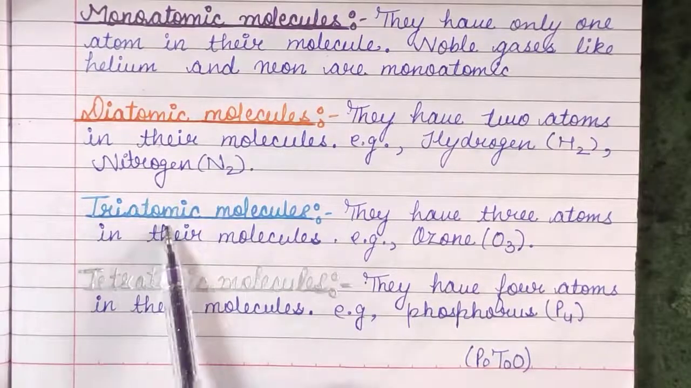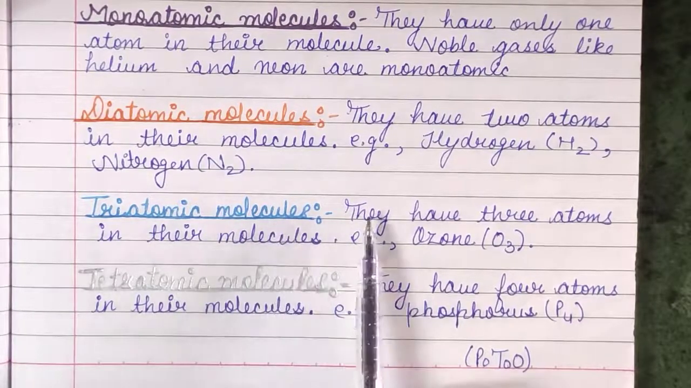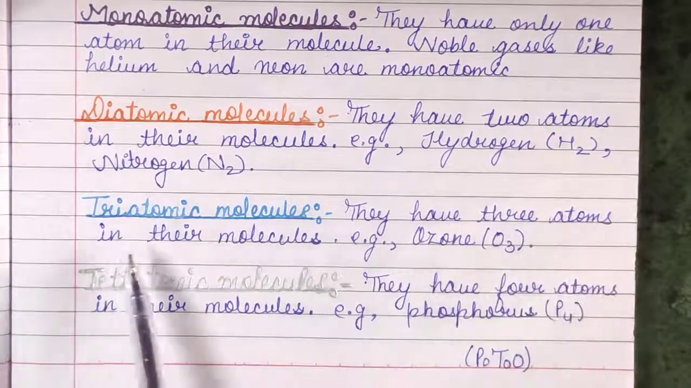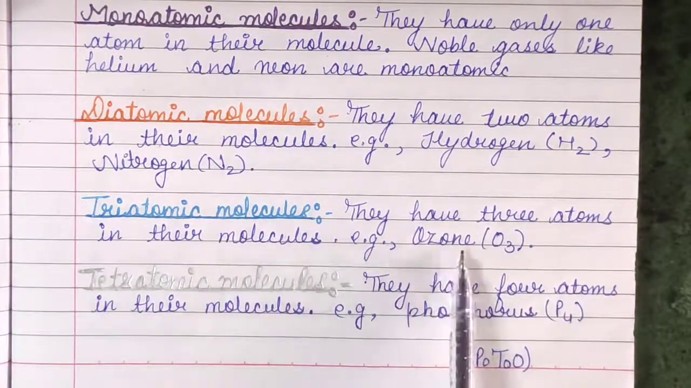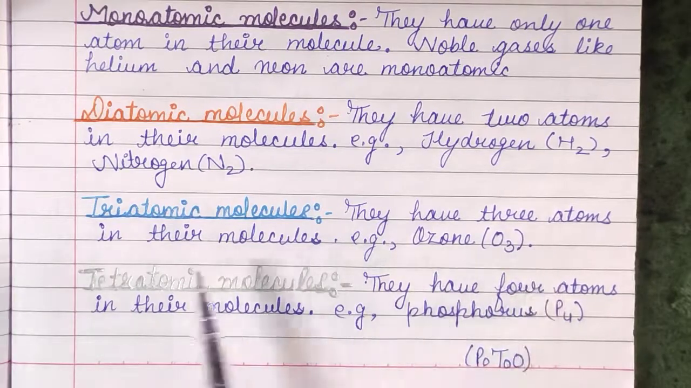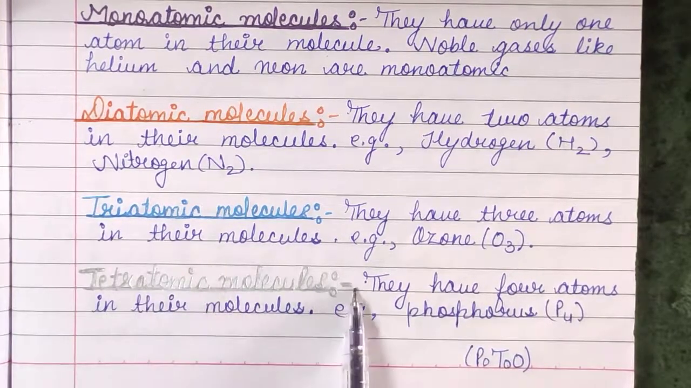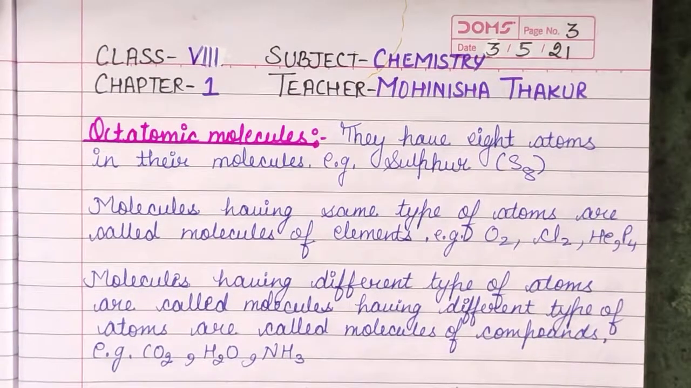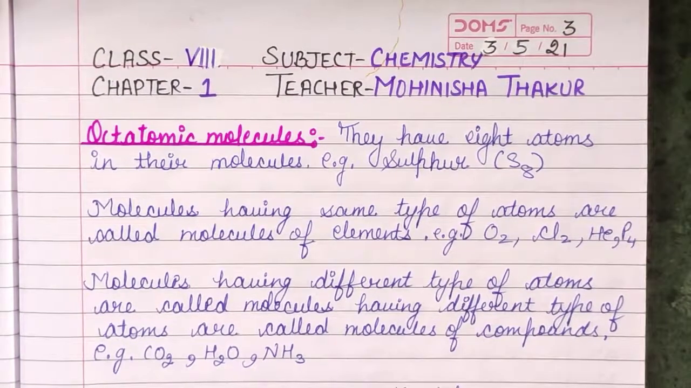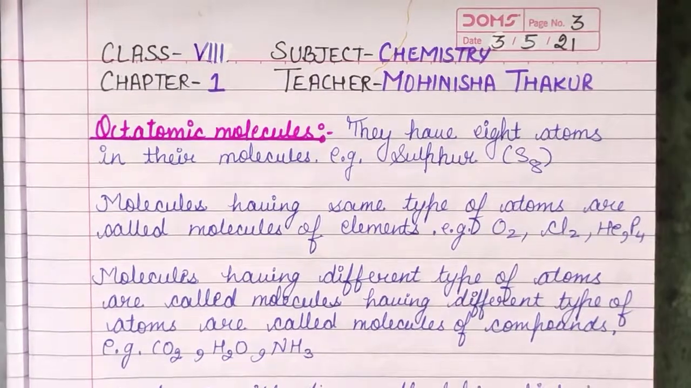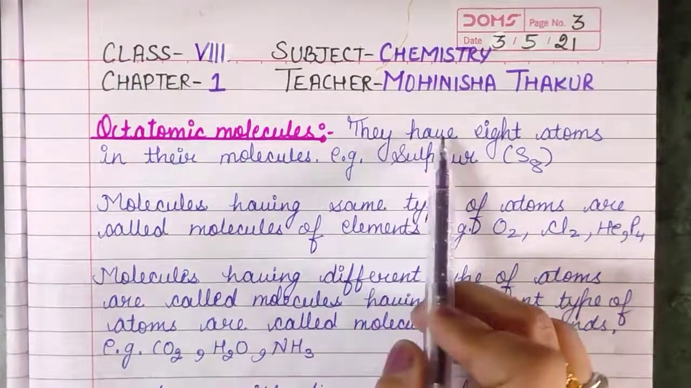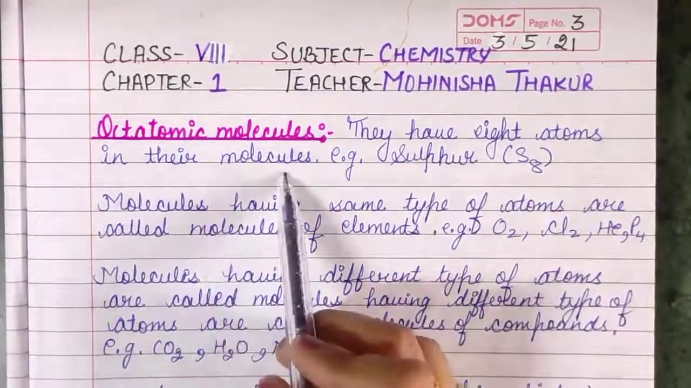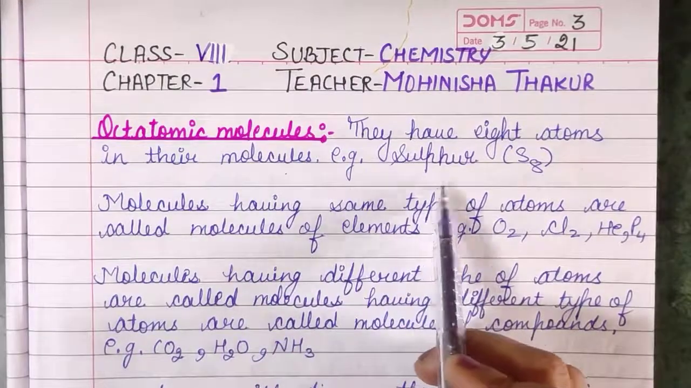Now, triatomic molecules. They have 3 atoms in their molecules. Example, ozone, which is O3. And tetraatomic molecules, they have 4 atoms in their molecules. Example, phosphorus, which is P4. Now, there is another type of atomicity, that is octatomic molecules. They have 8 atoms in their molecules. Example, sulfur, which is S8.